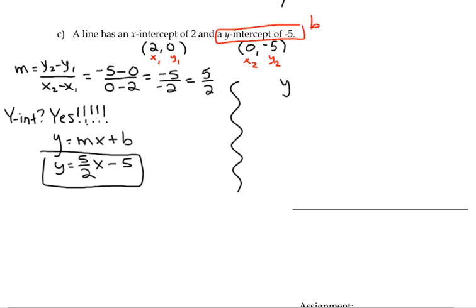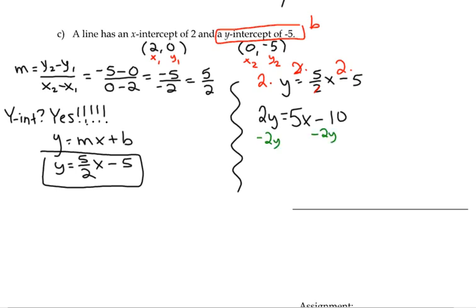Okay, general. What would I multiply everybody by? 2. 2 times by 2, times by 2. 2 times y, 2y. 2 times 5 over 2x, the 2's cancel, so we're left with 5x minus 10. 2 times 5 is 10. And last step, minus 2y. 0 equals 5x minus 2y minus 10. Okay.